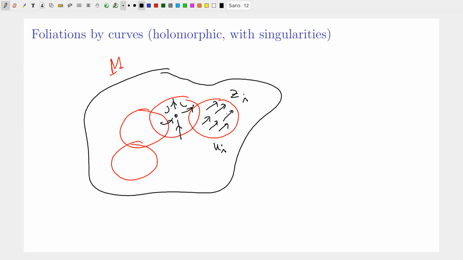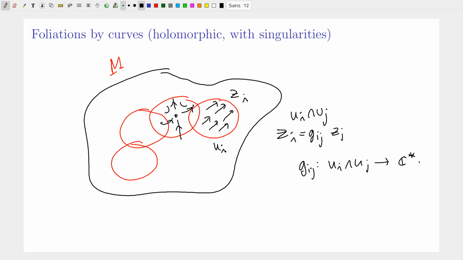And I want to glue this together, but in such a way that in U_i intersection U_j, we have that the vector field Z_i is some g_ij Z_j, that is, proportional. So they define the same integral curves, probably parameterized in a different way, with this g_ij, a function from U_i intersection U_j to C minus 0. Okay, so this is what I'll mean by a holomorphic foliation by curves.